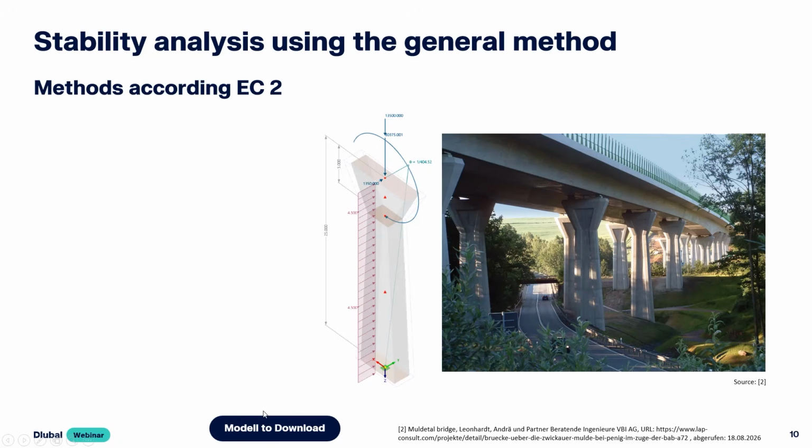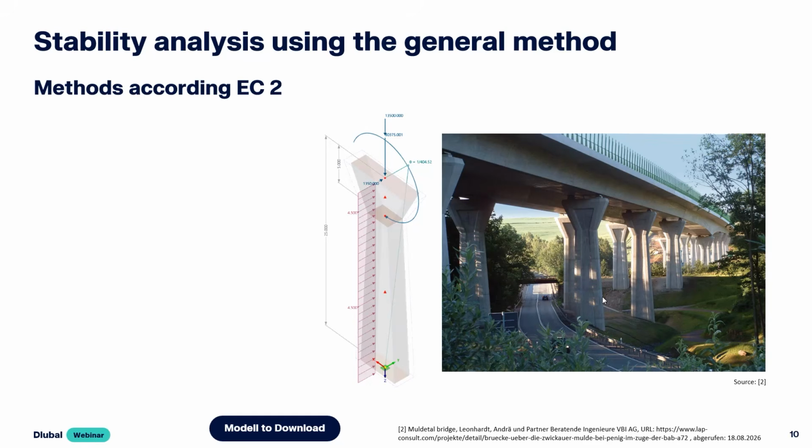Now I would like to move on to the first practical example. For this, I looked around in our home region and found this motorway bridge, the so-called Muldetal Bridge. What is special here is the non-constant cross-section of the piers over their height.